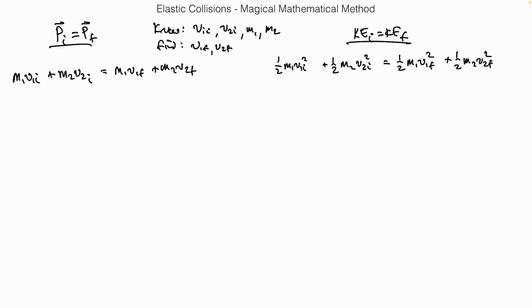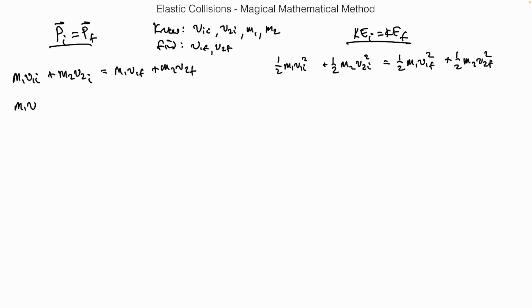We're going to gather all the ones on one side and all the twos on another. We're just going to rewrite some of our equations and make them look a little bit friendlier. So that means I have to move the M1 V1 over to the other side, and the M2 V2 initial has got to go over to the other side. So I'm going to do that first.